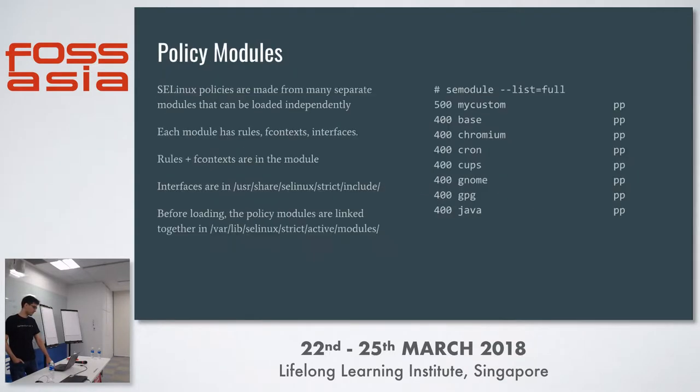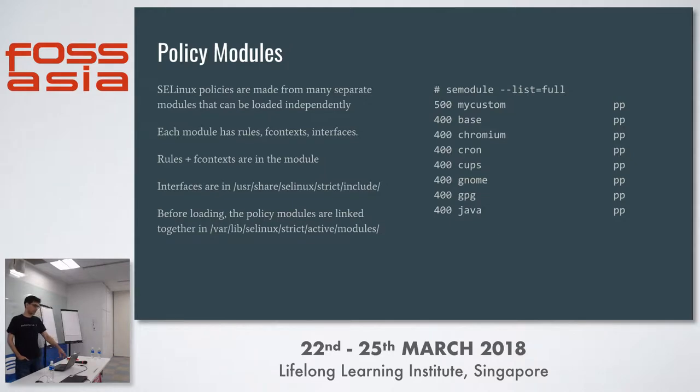So where does that come from? That is built from lots of little modules that you have on your machine. On Gentoo, they're stored in /usr/share/selinux/strict. There'll be a lot of .pp files. Those are one policy module per thing you want. So there's a Chromium policy, a cron policy, cups, there's a lot of them. If you do semodule -l, like list, there'll be a whole list of all of them.